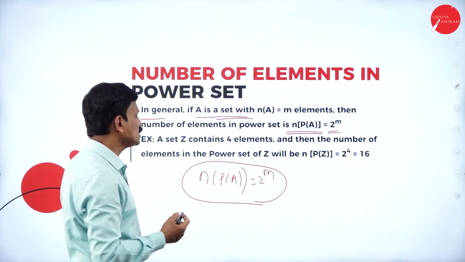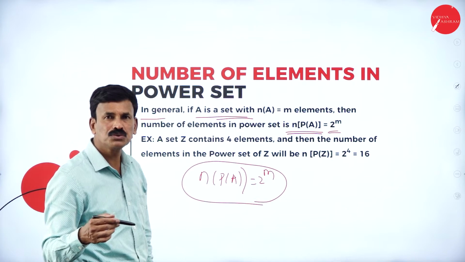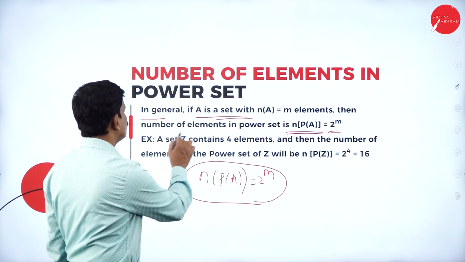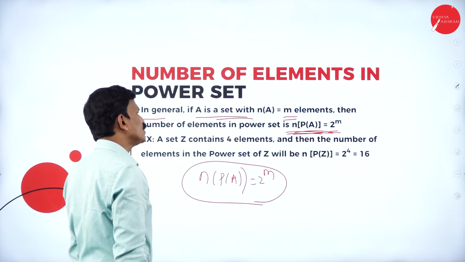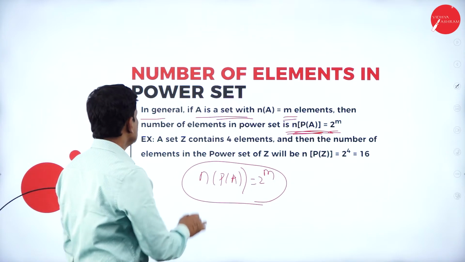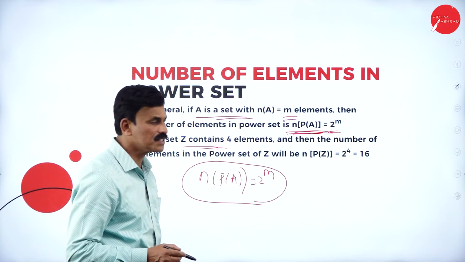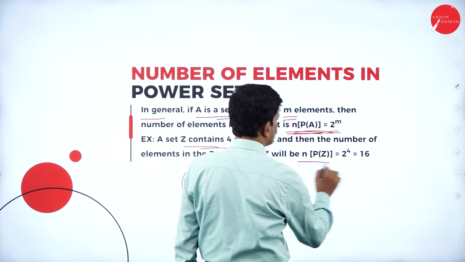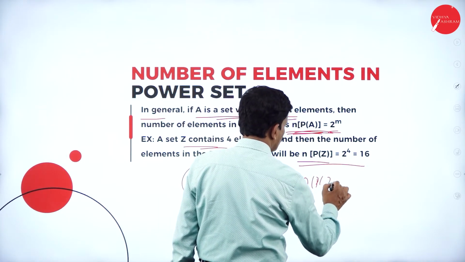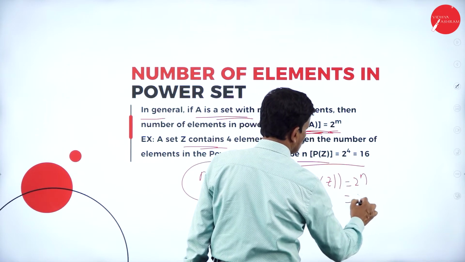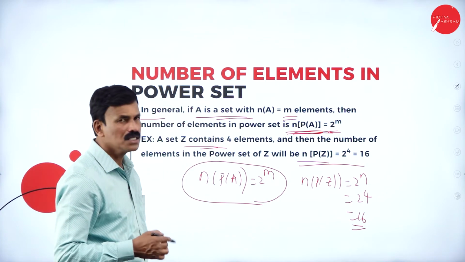So, if a set contains m elements, the number of subsets is equal to 2 to the power of m, given by n of P of A is equal to 2 to the power of m. For example, a set Z contains 4 elements, and the number of elements in the power set of Z, n of P of Z, is equal to 2 to the power of 4. 2 to the power of 4 is equal to 16. So, it contains 16 subsets.